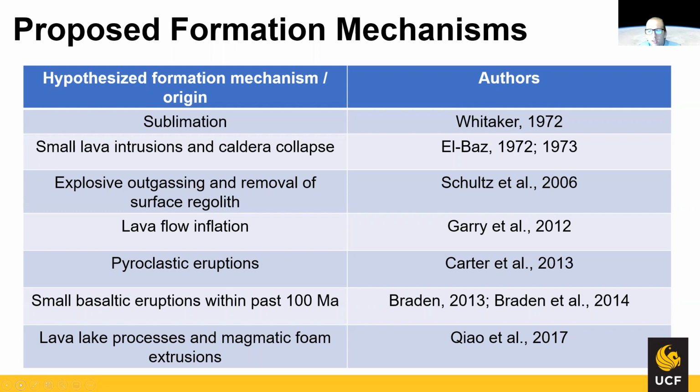Carter et al. in 2013 suggested that IMP-like terrains are surrounded by fine-grained, block-free material that is consistent with pyroclastic deposits, or these explosive eruption deposits. Braden et al. in 2014 suggested that the smooth mounds of IMPs could represent small magma extrusions, while the rough floor units are disrupted lava pond crusts. And finally, Qiao et al. in 2017 suggests that the hummocky or blocky units could represent a solidified lava lake crust, while the mounds could represent solidified magma foam.